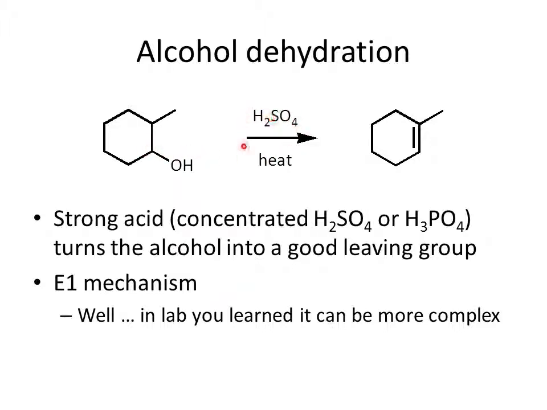And under these conditions, sulfuric acid and heat, you know that carbocation intermediates could be part of SN1 or E1, but these conditions favor E1. And so what's going to happen is you're going to pull off a hydrogen from the next position over to make a double bond. Now, this is an E1 mechanism, as I've just described it. In lab, you've learned that this can actually be a little bit more complex, and there can be a competition between E1 and E2, but we're not going to worry about that right now.